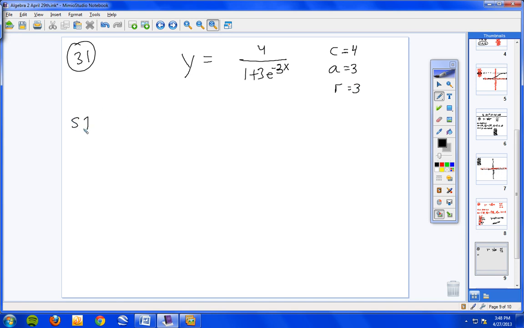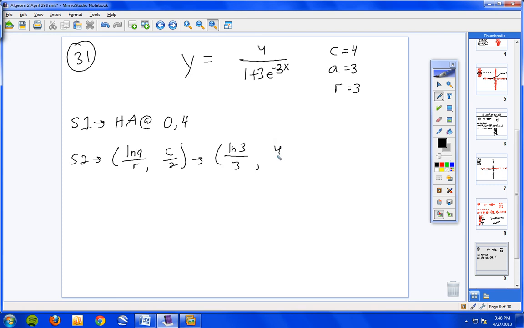Okay, step 1. Let's list out the horizontal asymptotes. Well, we have horizontal asymptotes at 0 and 4. Always at 0, and the other one is the top number. Step 2, we use this formula right here, which is the natural log of A over R comma C over 2. So let's go ahead and fill that in. We have the natural log of 3 over R, which is 3, comma 4 over 2.